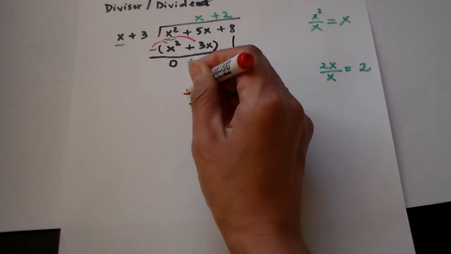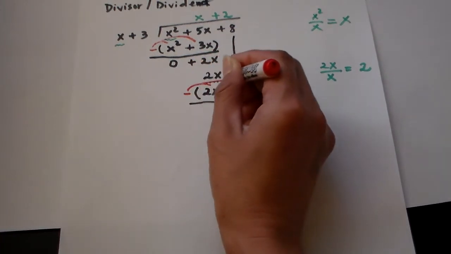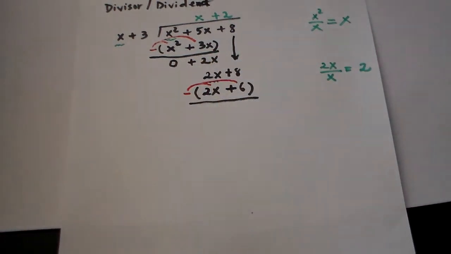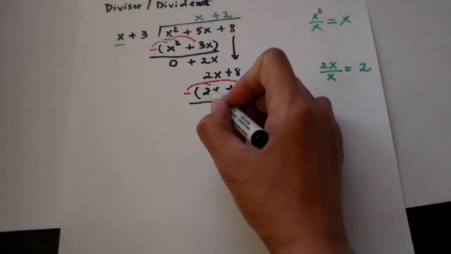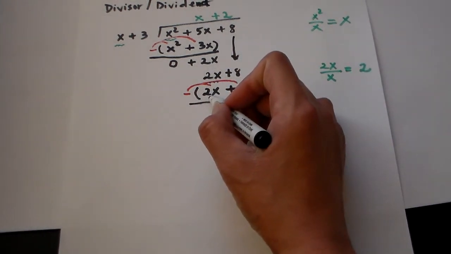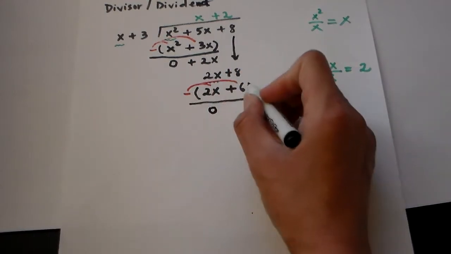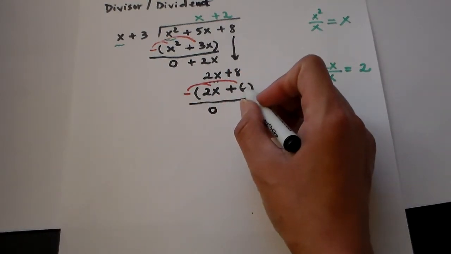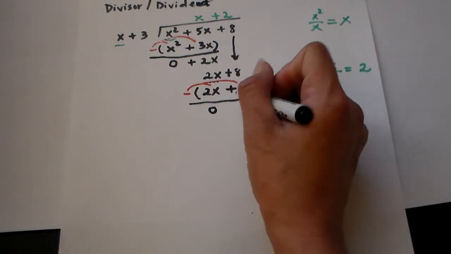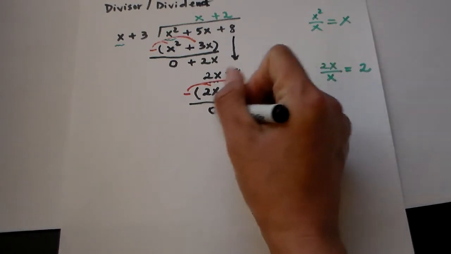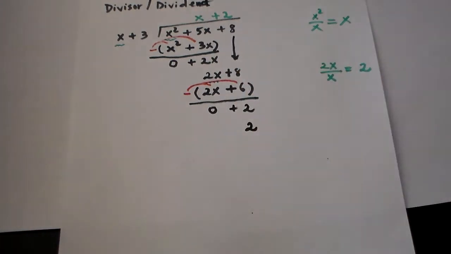I take this negative, distribute to every term inside the parentheses. So negative times 2x is negative 2x, plus 2x is 0. Negative times 6 is negative 6, plus 8 is positive 2. 0 plus 2 is 2.